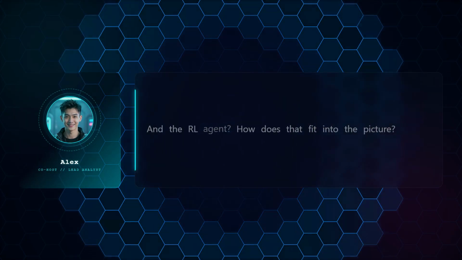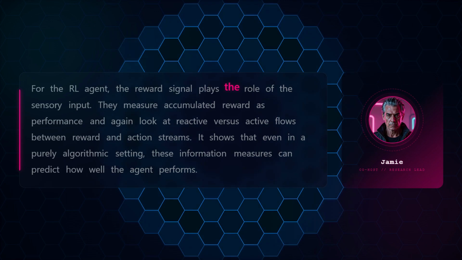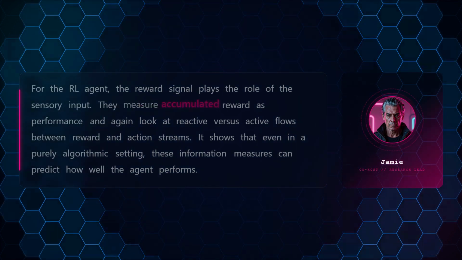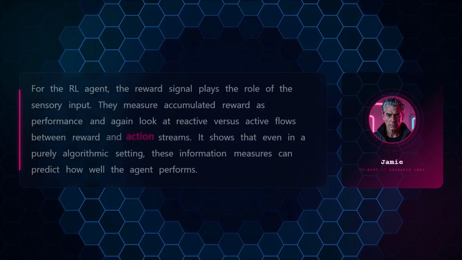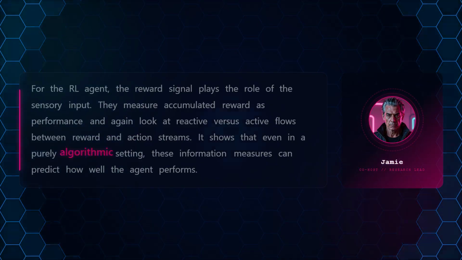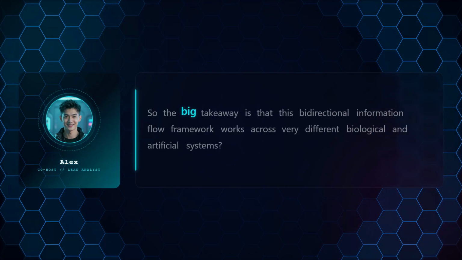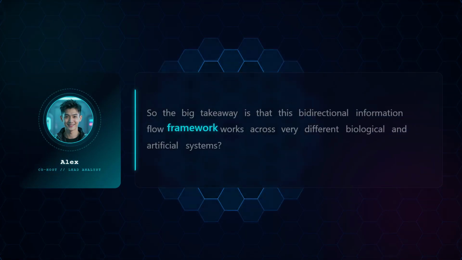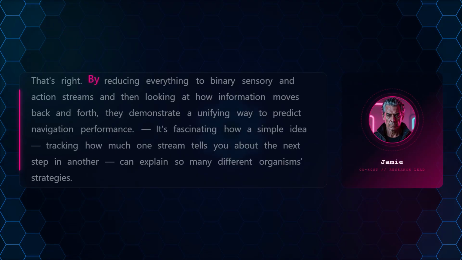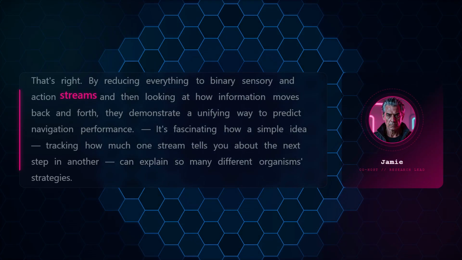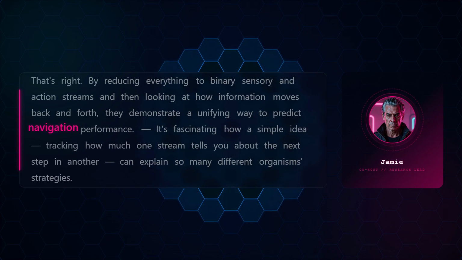And the RL agent? How does that fit into the picture? For the RL agent, the reward signal plays the role of the sensory input. They measure accumulated reward as performance and again look at reactive versus active flows between reward and action streams. It shows that even in a purely algorithmic setting, these information measures can predict how well the agent performs. So the big takeaway is that this bidirectional information flow framework works across very different biological and artificial systems? That's right. By reducing everything to binary sensory and action streams, and then looking at how information moves back and forth, they demonstrate a unifying way to predict navigation performance.